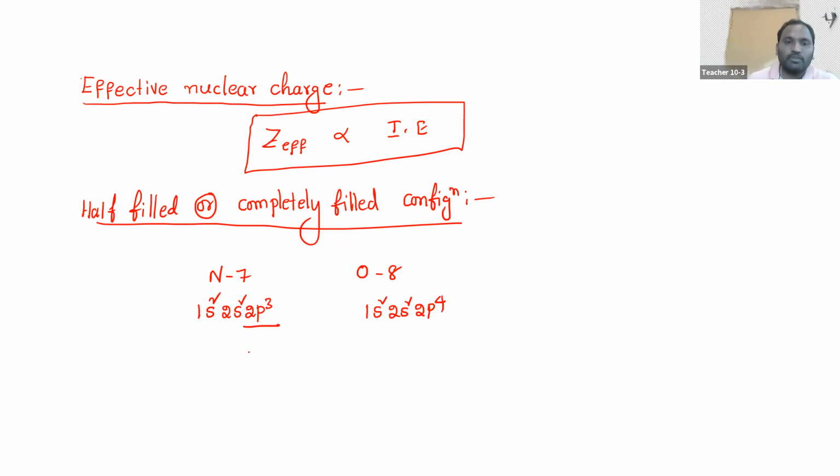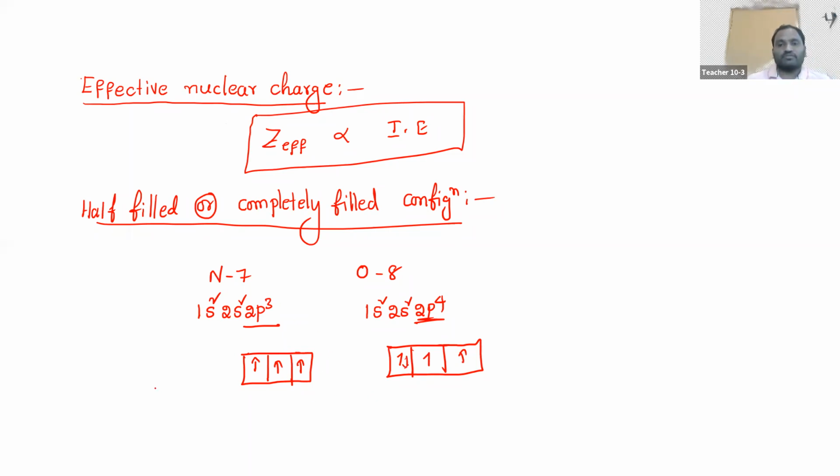See, students, here p is the degenerate orbital. Degenerate means the three p orbitals have the same energy. If the orbitals have the same energy, one electron should be given to each orbital. So only 3 electrons are there in nitrogen, and we have given one to each. Next, if you go to oxygen, 4 electrons are there in p. One electron, one electron, one electron, so the extra electron will be paired up here.